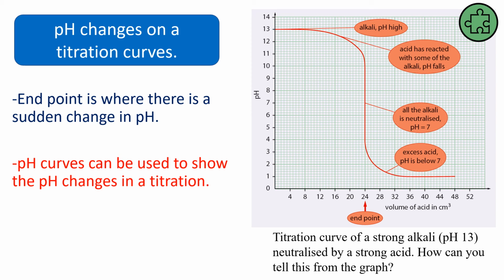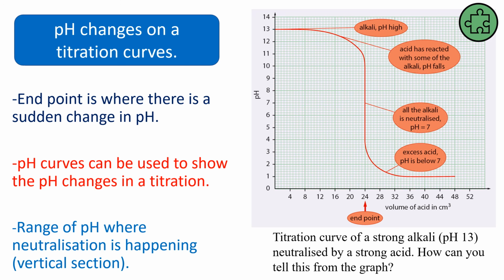The pH curve can be used to show pH changes in a titration. Now, a titration is not something you need to worry about. Like I say, it is triple, but all it means is it's a very slow, very precise way of measuring the concentration of acids and alkalis. And the range of pH is where the neutralization is happening, that vertical section. So the range of pH here is from about 11 to 3.